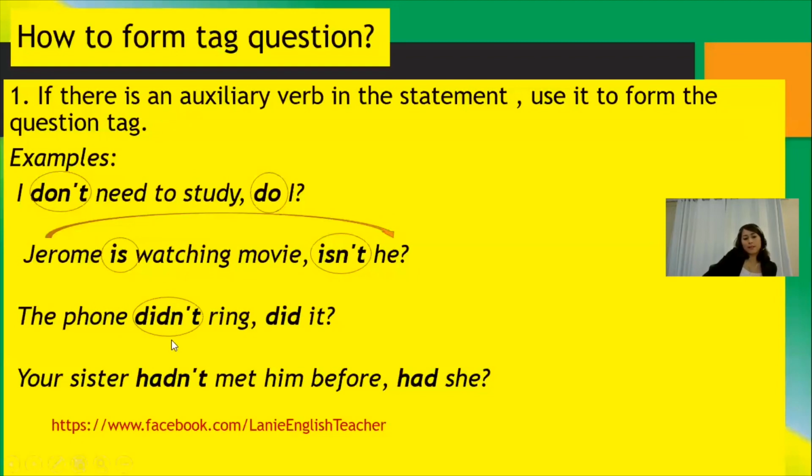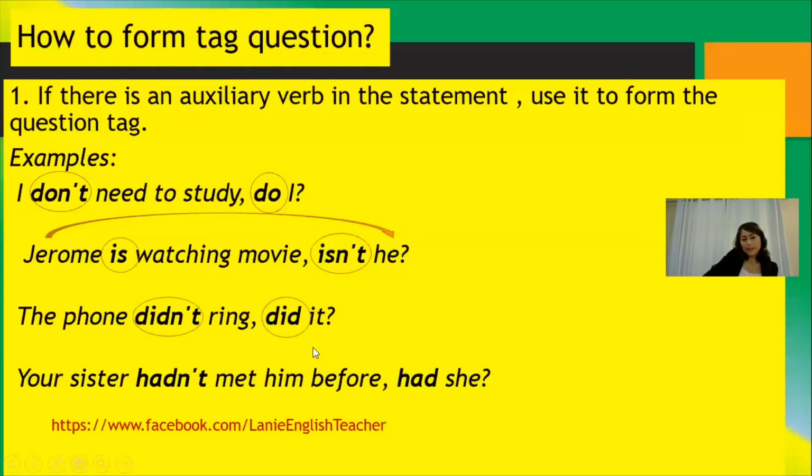Yes, this is negative. What makes it negative? Because of the presence of the word not. Didn't, the word didn't here makes a negative statement. So it's very clear that you begin your tag question with a positive word, which is did.